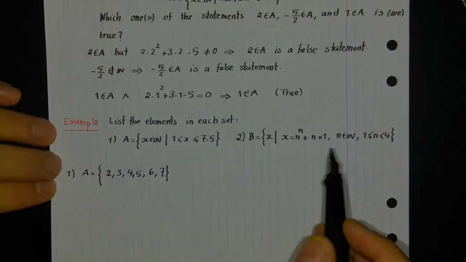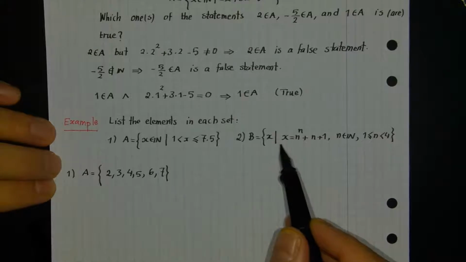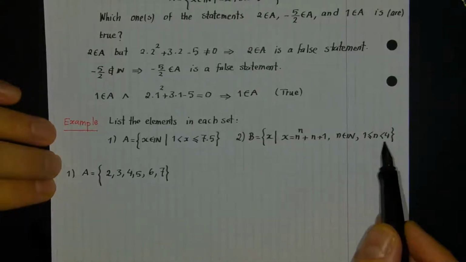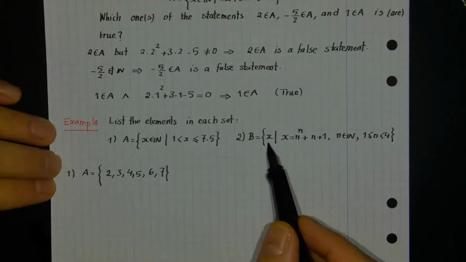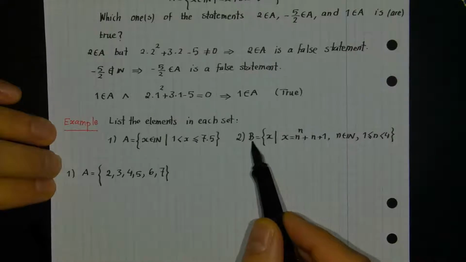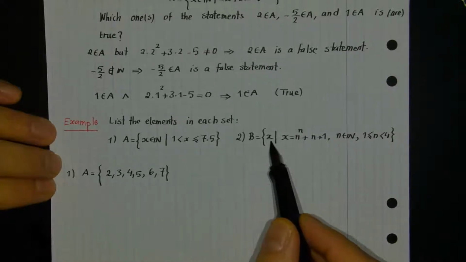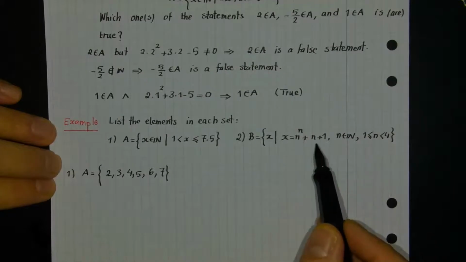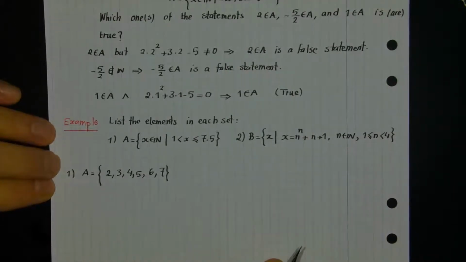So be careful. Here we have two parameters involved. One is n, which is a natural number lying in this interval. The other one is x. But you see that if you read these symbols correctly, B is the set consisting of all x's with these properties, not all n's. So that is important to understand, okay?